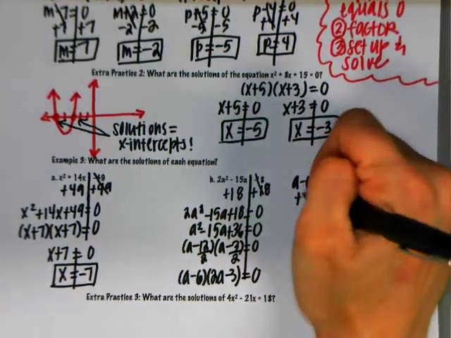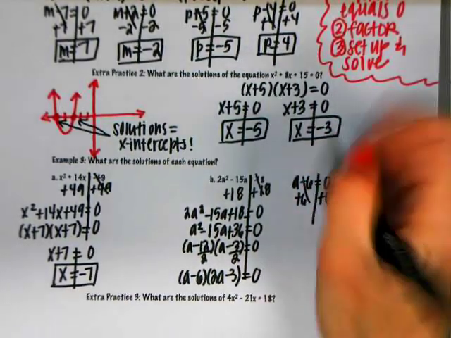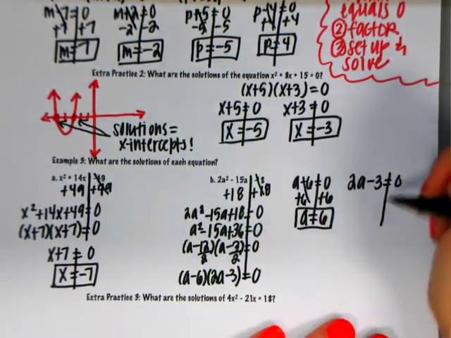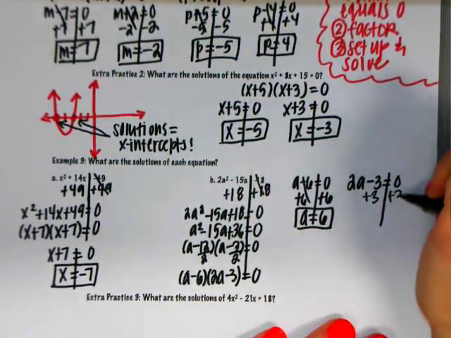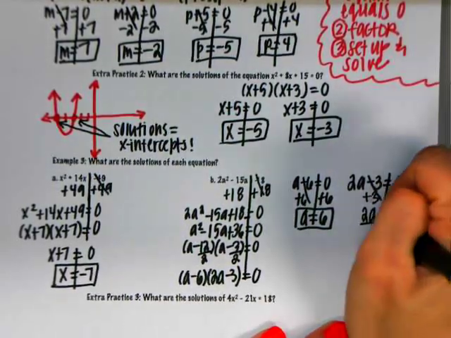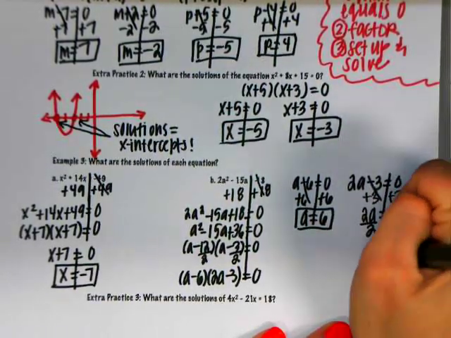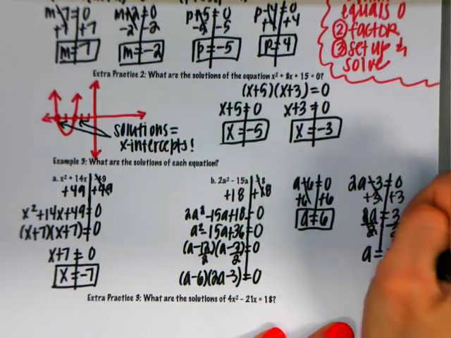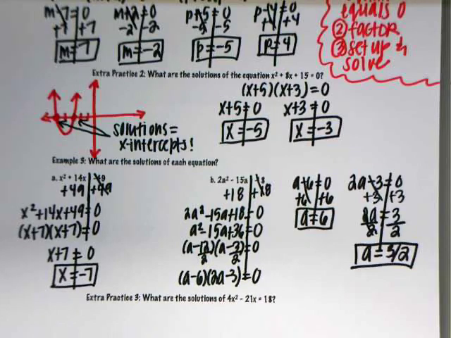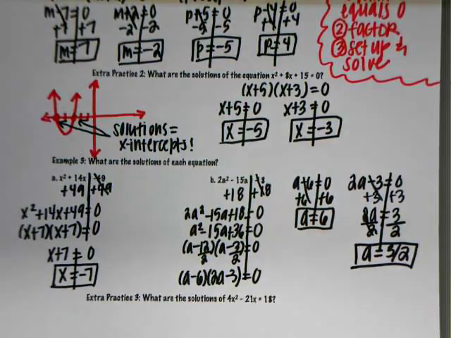Okay, so if you're going to add 6, a equals 6. And here, add 3. Divide by 2. So a equals 3 over 2. Got it? Okay, you guys try the next one.